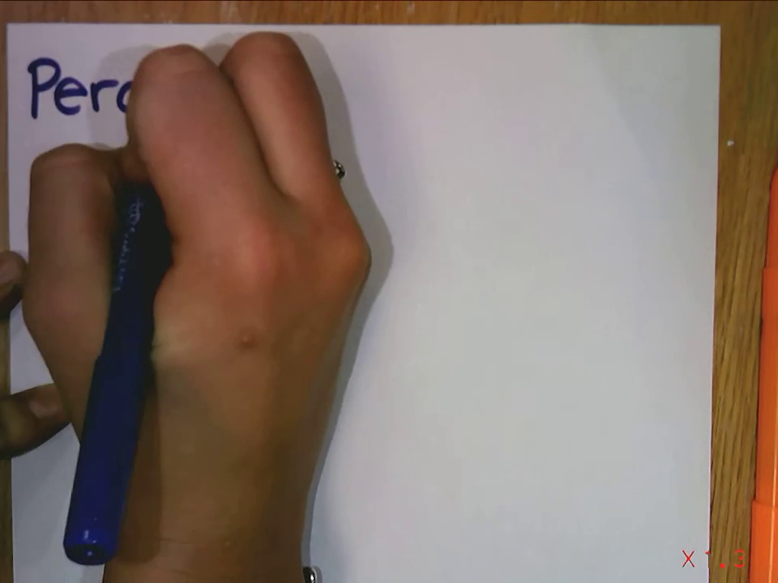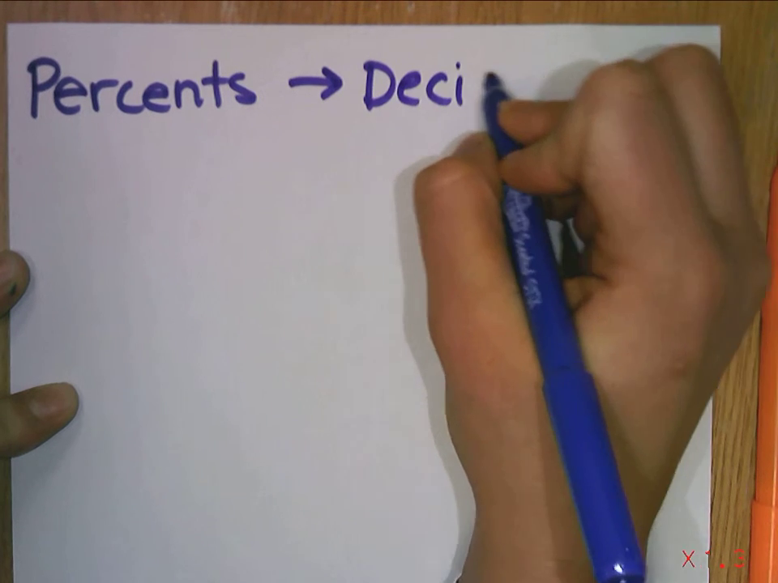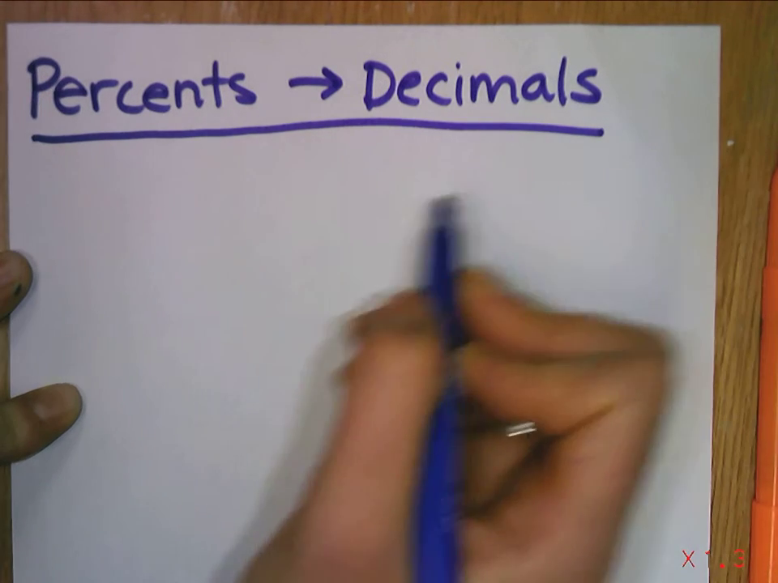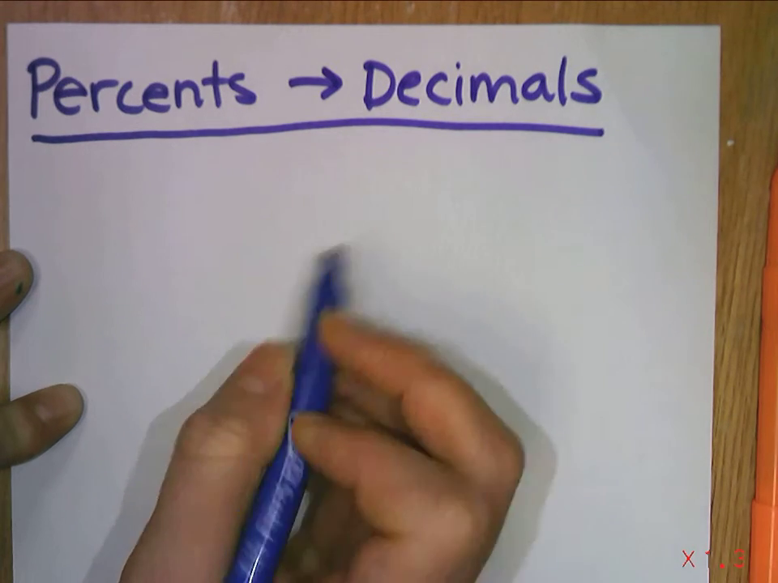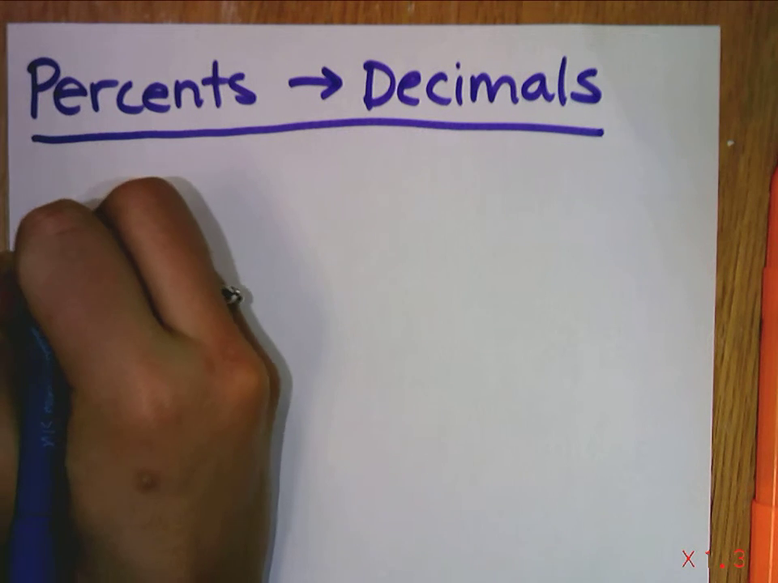We are going to look at converting percents to decimals. And I'm going to do some examples so that you can have an idea of this process. Let's look, for instance, at the percentage 35%.